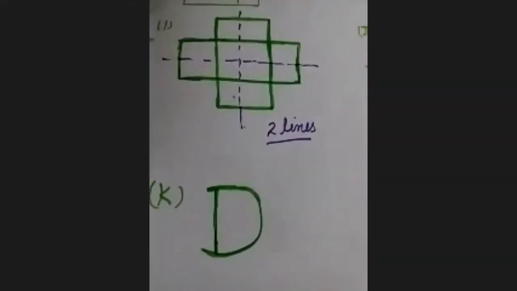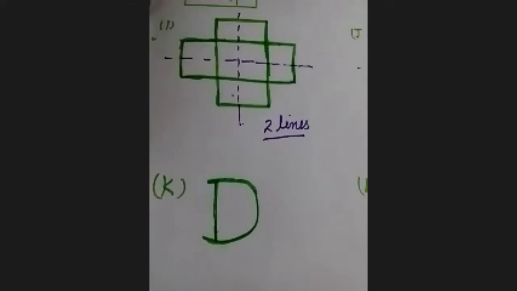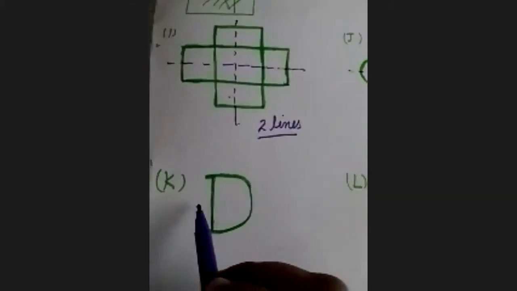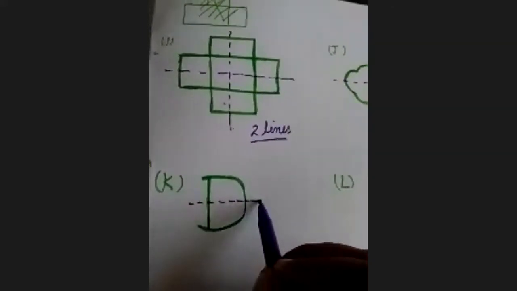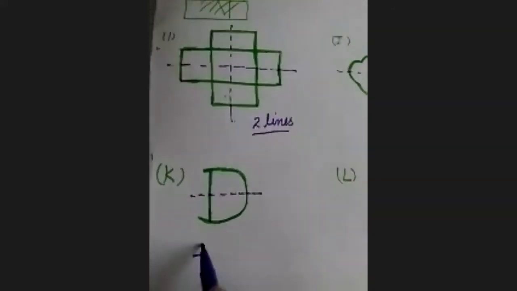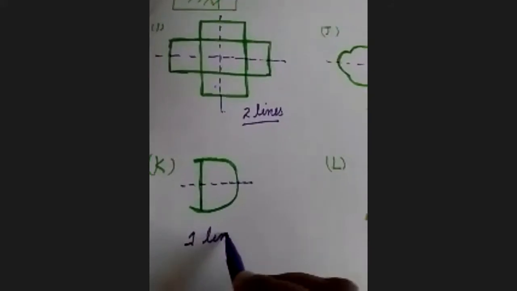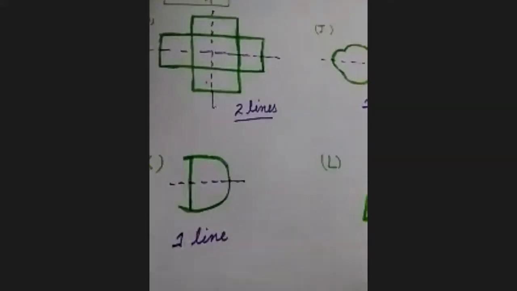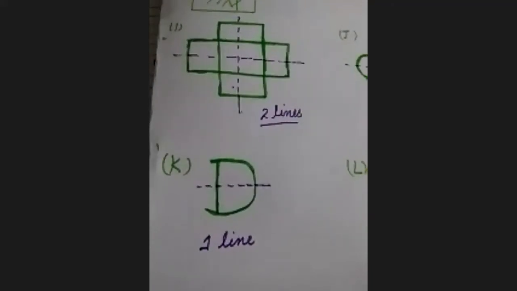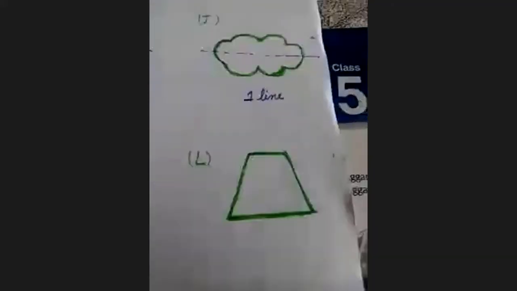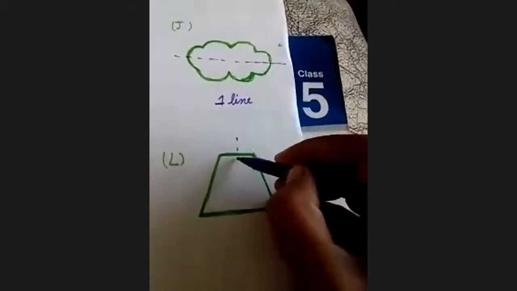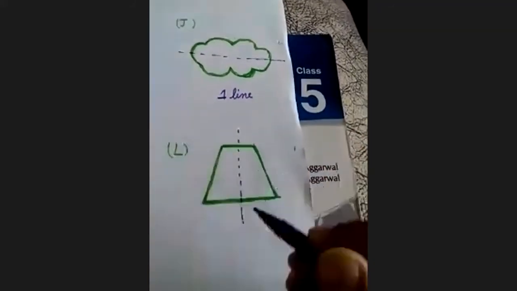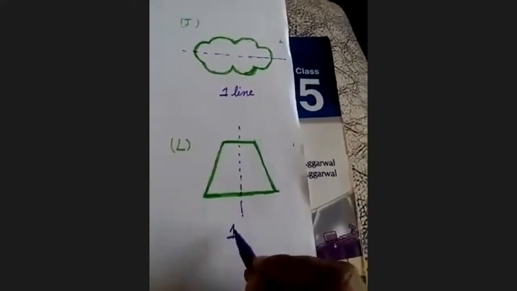Next is part K. Divide into 2 equal parts. One line of symmetry. And the last part is, one line.